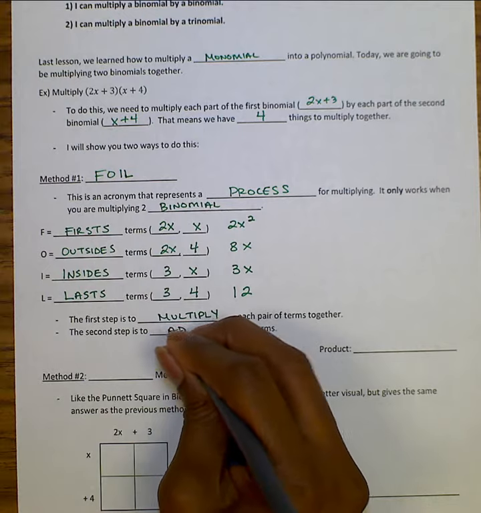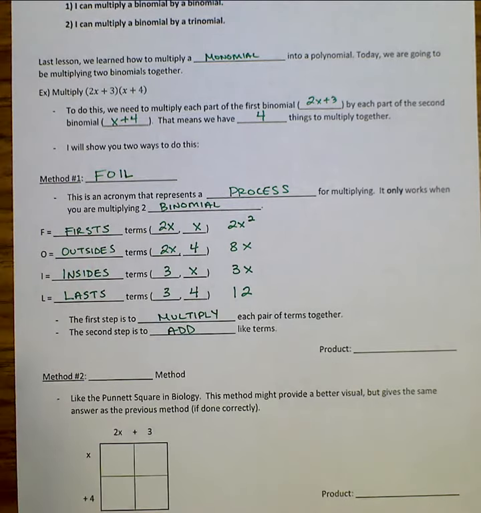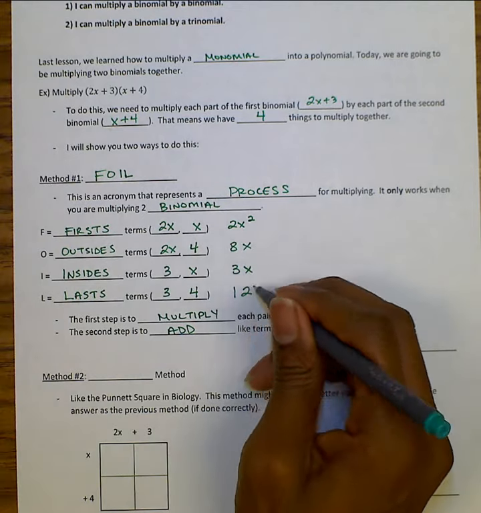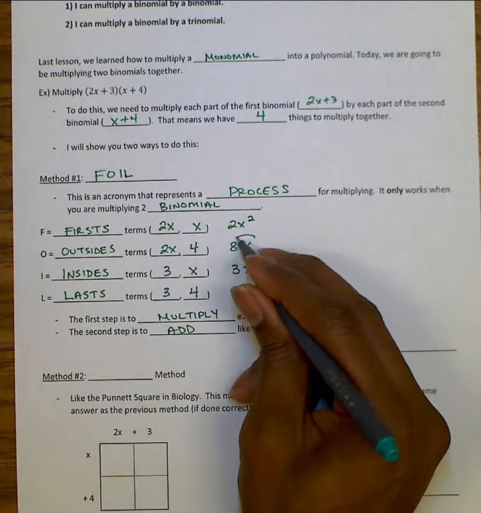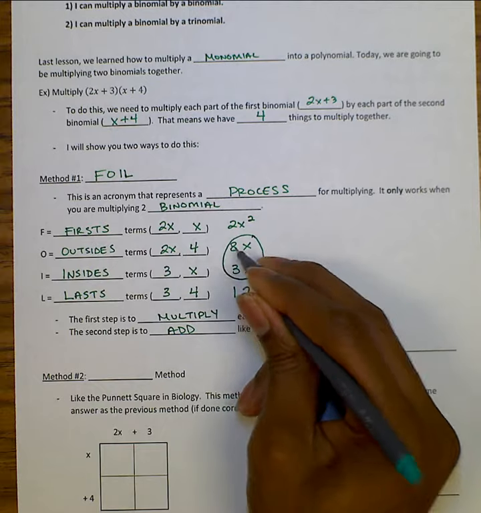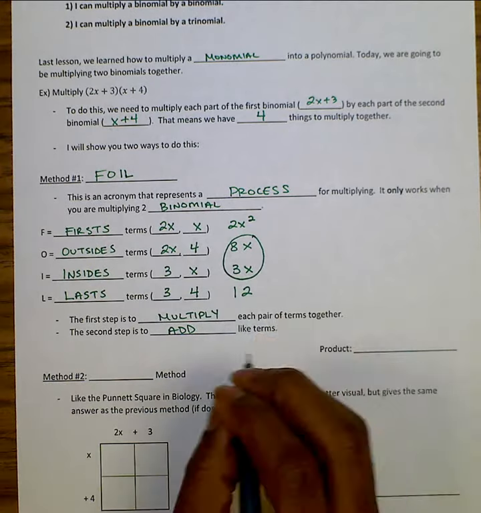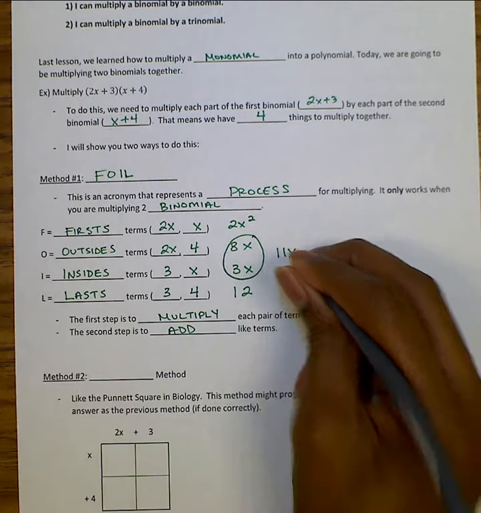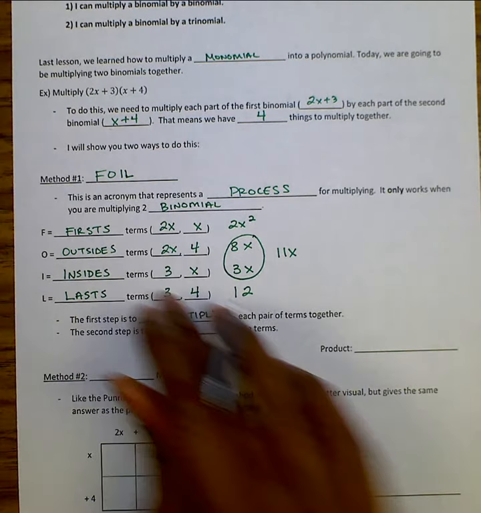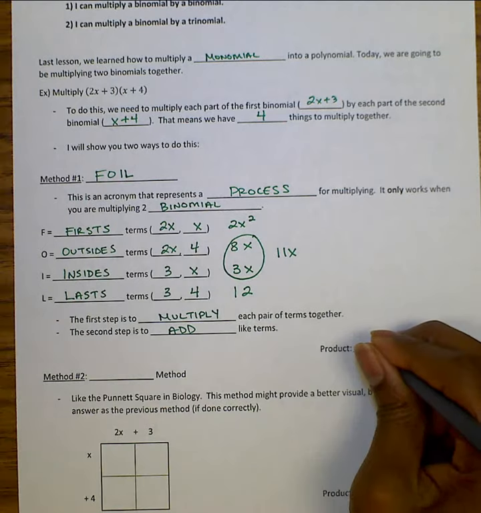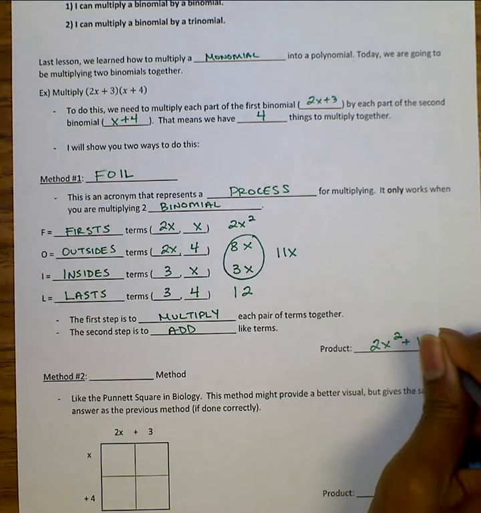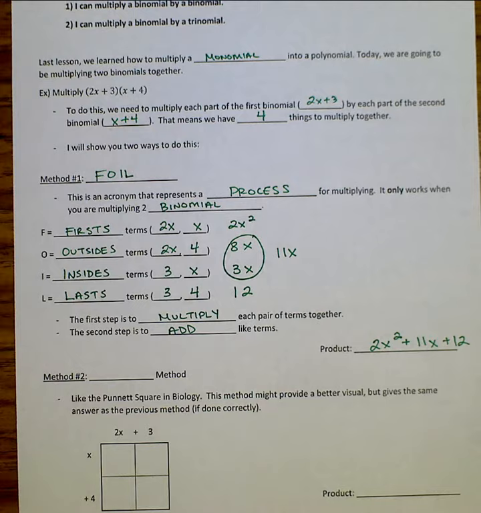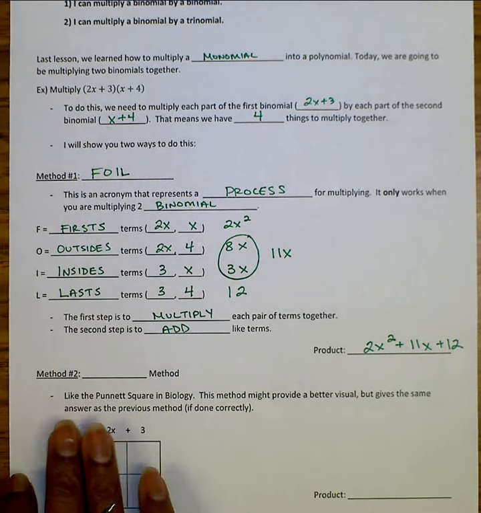Remember, when we say like terms, that means terms that have the same variables to the same exponents. So as we look, 2x squared, 8x, 3x, 12. Well, these all have x's, but this is x squared, so it's not like. These two are our like terms. Positive 8x, positive 3x. We add those together. That gives us 11x. And so we'll write our product in standard form as we will all of our answers. 2x squared plus 11x plus 12. And that's our answer. So that's the FOIL method.